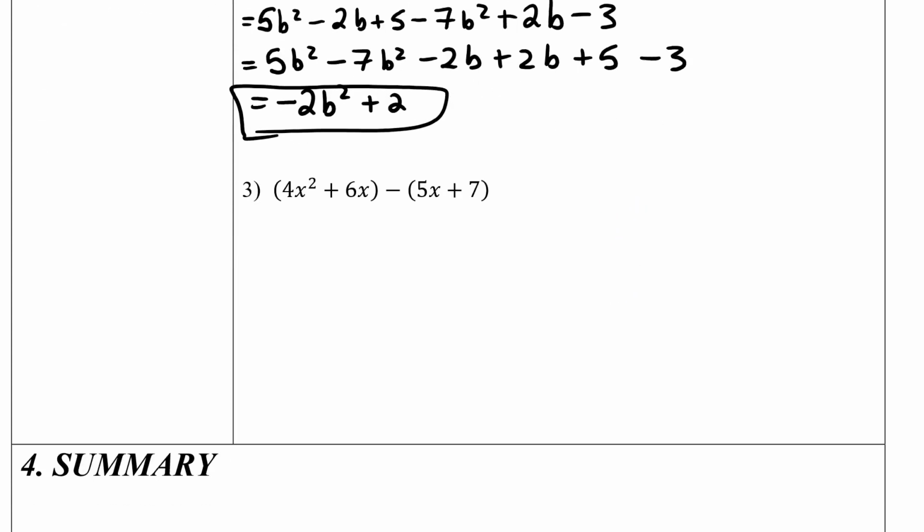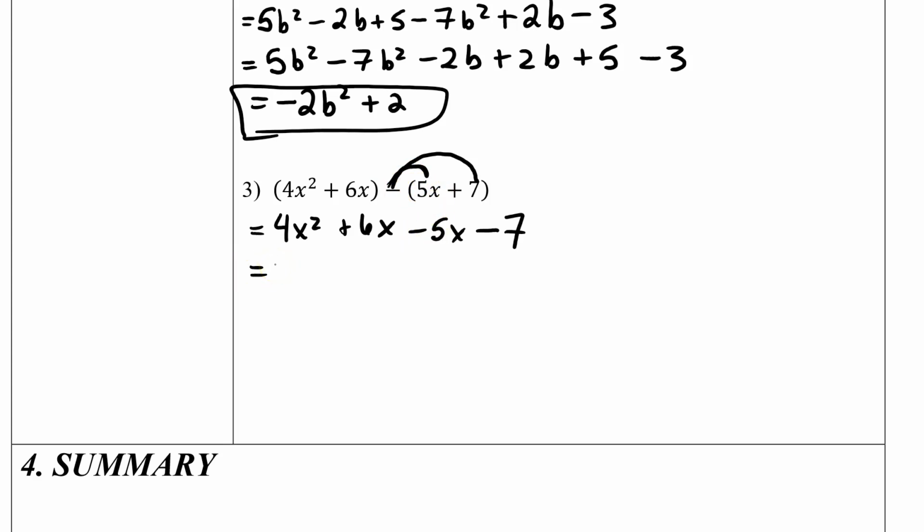Last but not least, let's work on this one. I'm going to distribute this negative to the two terms that are in the bracket that this negative is in front of. So first things first, rewrite without the bracket. So 4x squared plus 6x minus 5x, negative times a positive is a negative, so negative 7. That's a common mistake that happens too, is people don't know what the sign is in front of, say, this 5x. But whenever you don't see a sign, you just assume that it's positive. So negative times a positive is a negative.